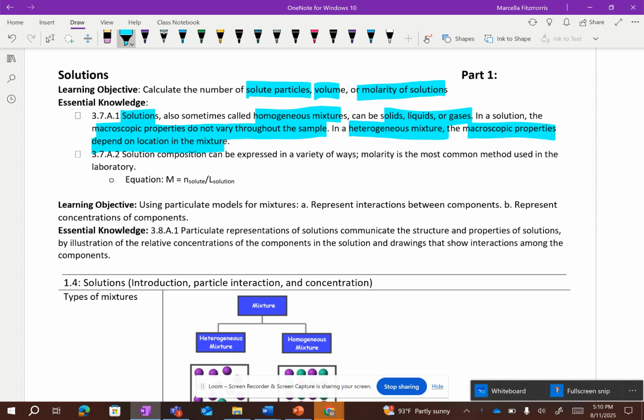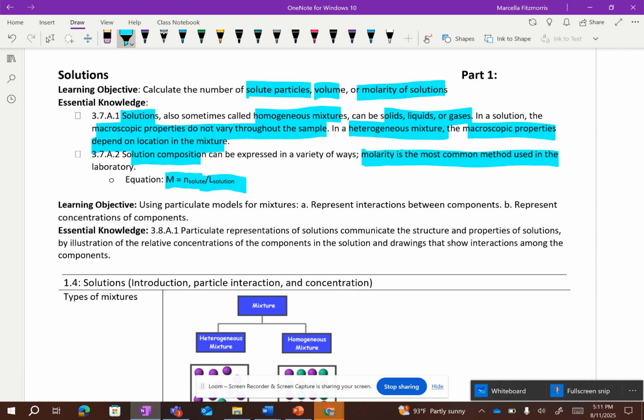All right. Secondly, we're trying to figure out how to calculate solution composition. Molarity is the most common method used. And the equation is molarity equals moles of solute over liters of solution. Solute is what you're dissolving into something, and the solution is the whole thing together.